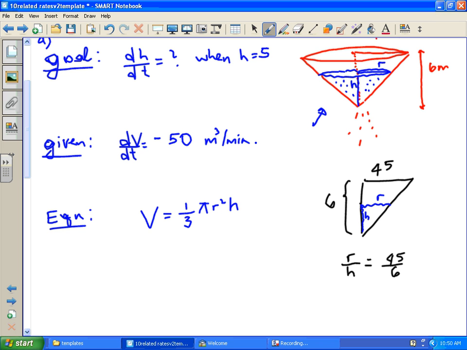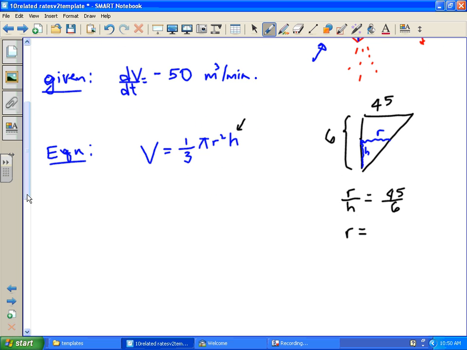Okay. Now, we want to find the dh/dt, right? So I want to keep the h in this equation. I need to get rid of the r. I need to know what r is in terms of h. I want to keep the h in there so I can find the dh/dt in the end, okay? So let's write what r is then. r is 45 over 6 times h, multiplying both sides by h. r is 45 over 6 times h.